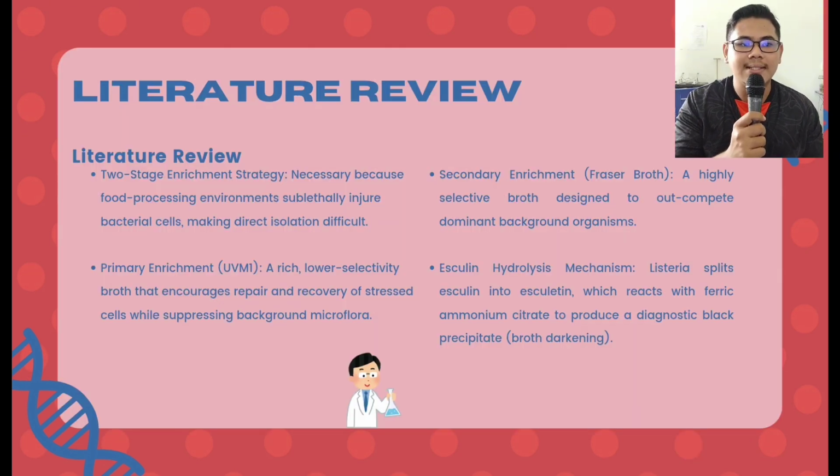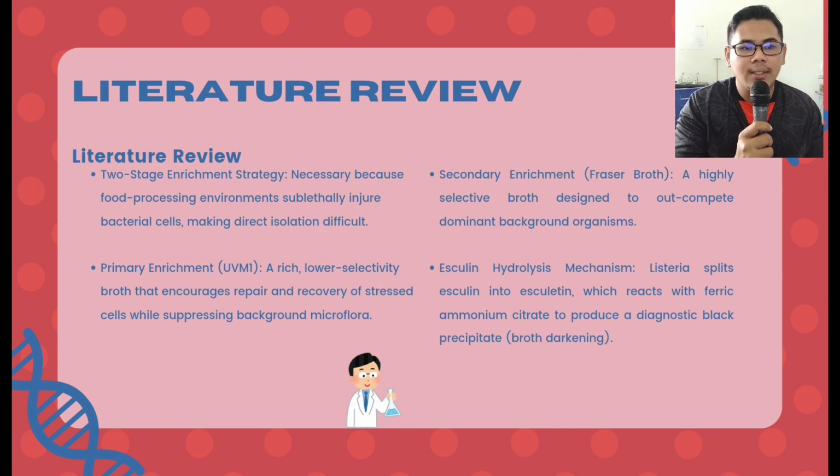Regulatory standard methods rely heavily on sequential cultural enrichment, followed by selective isolation and biochemical confirmation. Because bacteria in processed food are often stressed or sublethally injured, a direct plating strategy would fail. Therefore, we utilize a two-stage enrichment process. The primary enrichment utilizes a rich medium with a low level of selectivity, allowing injured cells time to repair and recover. Once recovered, the sample is introduced to a highly selective secondary enrichment medium designed to outcompete background microflora such as gram-negative bacteria and enterococci.